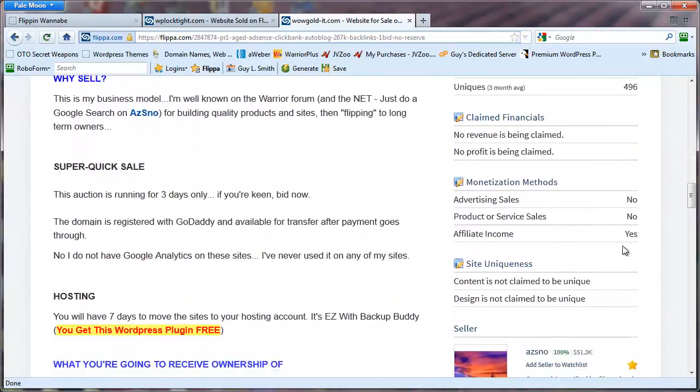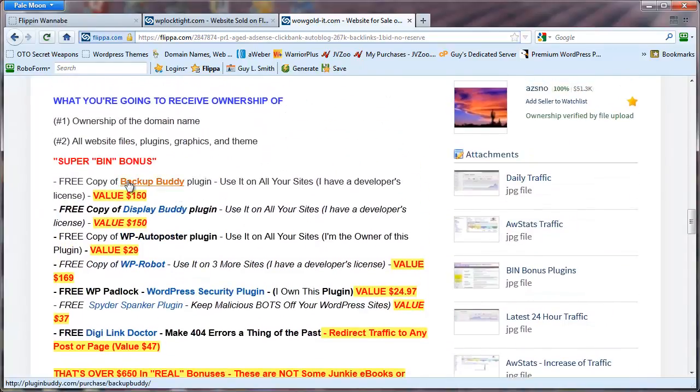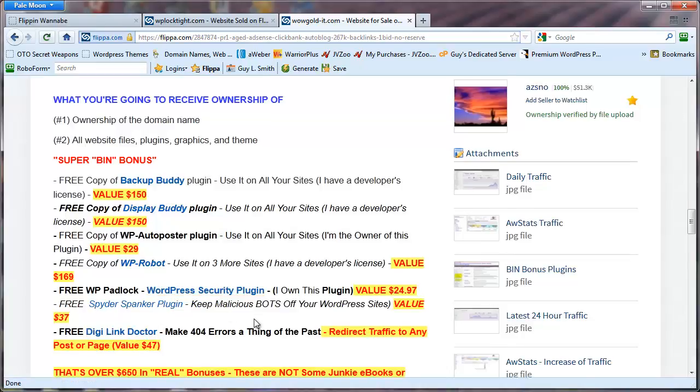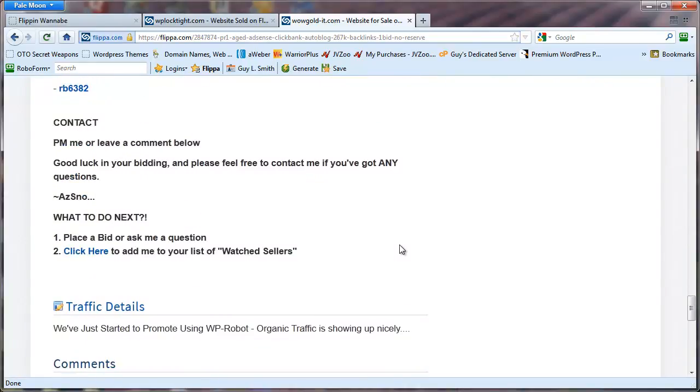So I've got some traction on the site, and I've got a lot of buy it now bonuses. Backup Buddy, Display Buddy, WP Auto Poster, which is my plugin, WP Robot, my security plugin, WP Padlock, and then DigiLink Doctor. So that's over $650 in real bonuses. So what I say here is this is not some junky ebooks or PLR. These are plugins. They have a real world value. That's the retail value. If these people were to go out and buy these plugins, they'd spend $650 for them. They get them with this particular site.